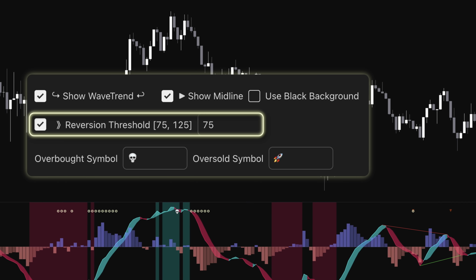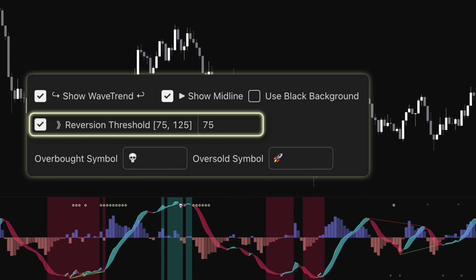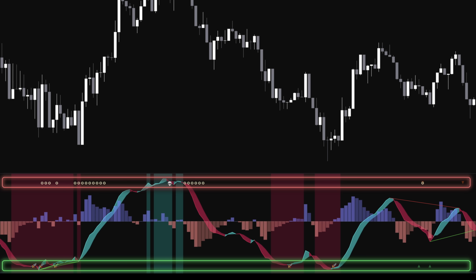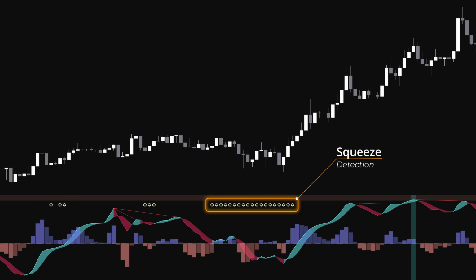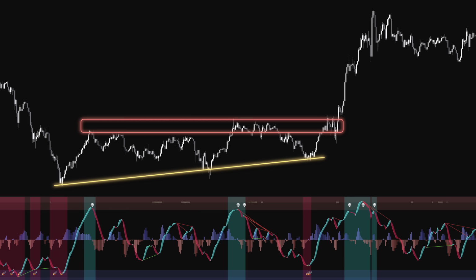The reversal threshold system is the other genuine differentiator. Overbought and oversold signals only fire when the oscillator crosses back from an extreme level. The squeeze indicator integration adds another context layer, and divergence detection is built in across all the oscillator modes. It is a confirmation tool rather than a standalone entry system.